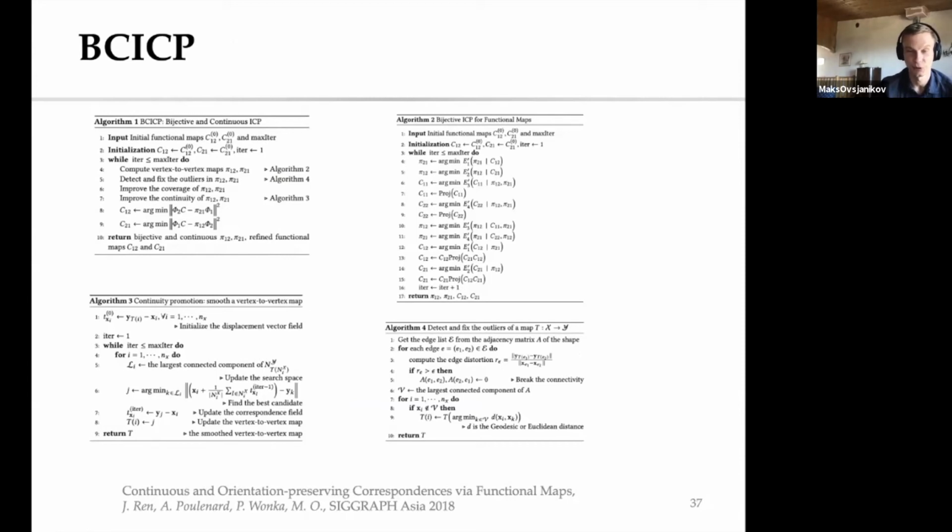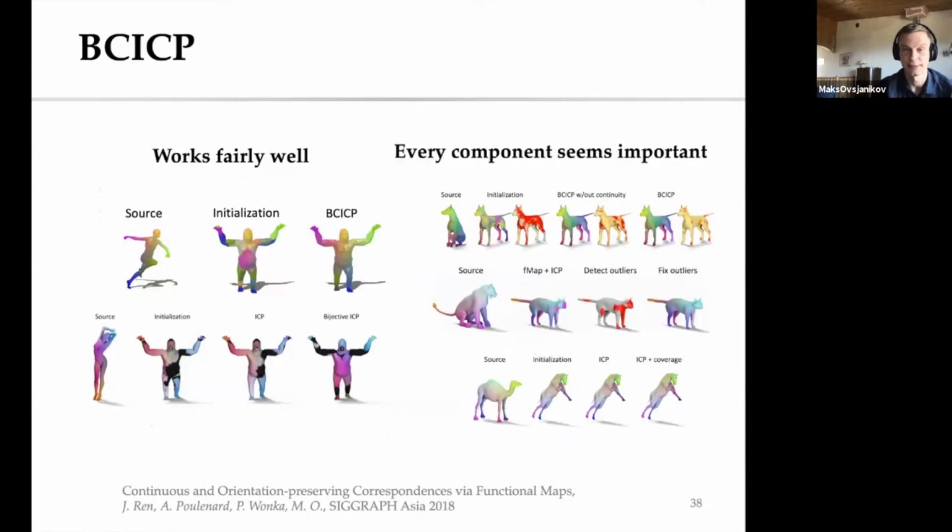And this was a lot of work to put in place. It seems to work fairly well, or at least it worked better than what existed before then. I think since then there are better approaches. But if I give you a source shape and an initialization for the target shape correspondence, then after this refinement you get a much better point-to-point correspondence. We also took a look at each of the components in this pipeline, and it seemed like they were important. We tried to remove the one stage that improves continuity, we tried to remove the outlier detection stage, etc. And each of these seemed important.